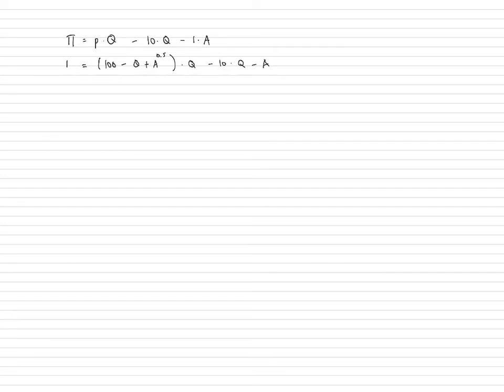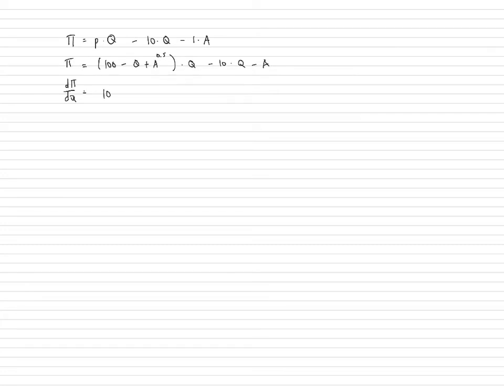All right, so that's our true profit function. What we're trying to do here is maximize profit with respect to quantity and advertisement, and then we're going to solve those expressions simultaneously. So I take the derivative with respect to quantity. Again, we have to be a little bit careful here.